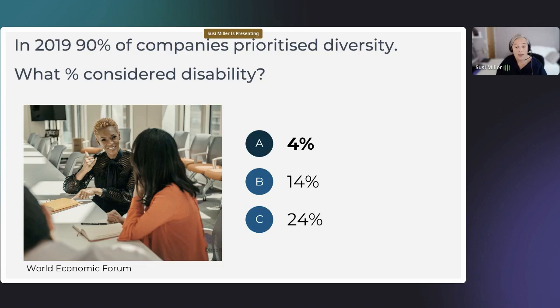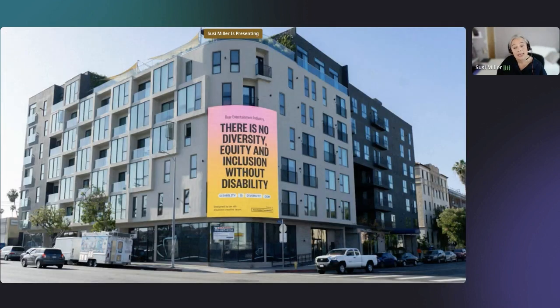Which brings me to my last slide in the section and a fantastic key takeaway from an organisation called Disability is Diversity. They make the point that there is no diversity, equity and inclusion without disability. And of course, that also means accessibility. Their campaign is aimed at the entertainment industry in the US, but I think it's equally relevant for the L&D industry, or indeed all organisations who seek to have a legitimate commitment to diversity, equity and inclusion.